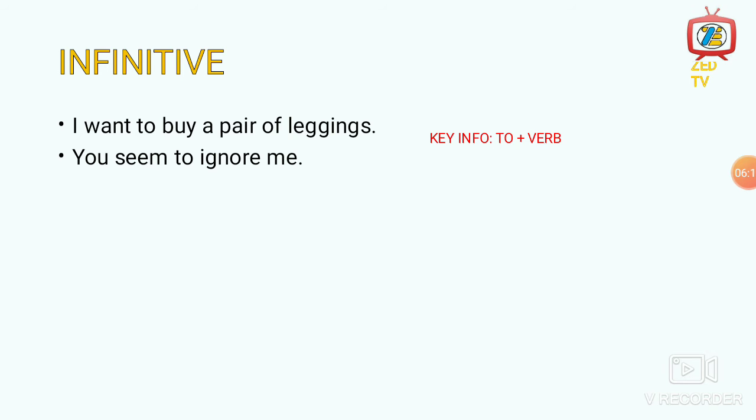Next, we have the infinitive. On the other hand, it is different than the participle. Infinitive here means the word to is used in a sentence. When we are using infinitive in a sentence, we need to make sure the verb placed next to it is in its base form. Base form here means it must not have any prefix or suffix. There's supposed to be no ing, no ed, no es, no ies, no s, and etc. For example, I want to buy a pair of leggings. You seem to ignore me.